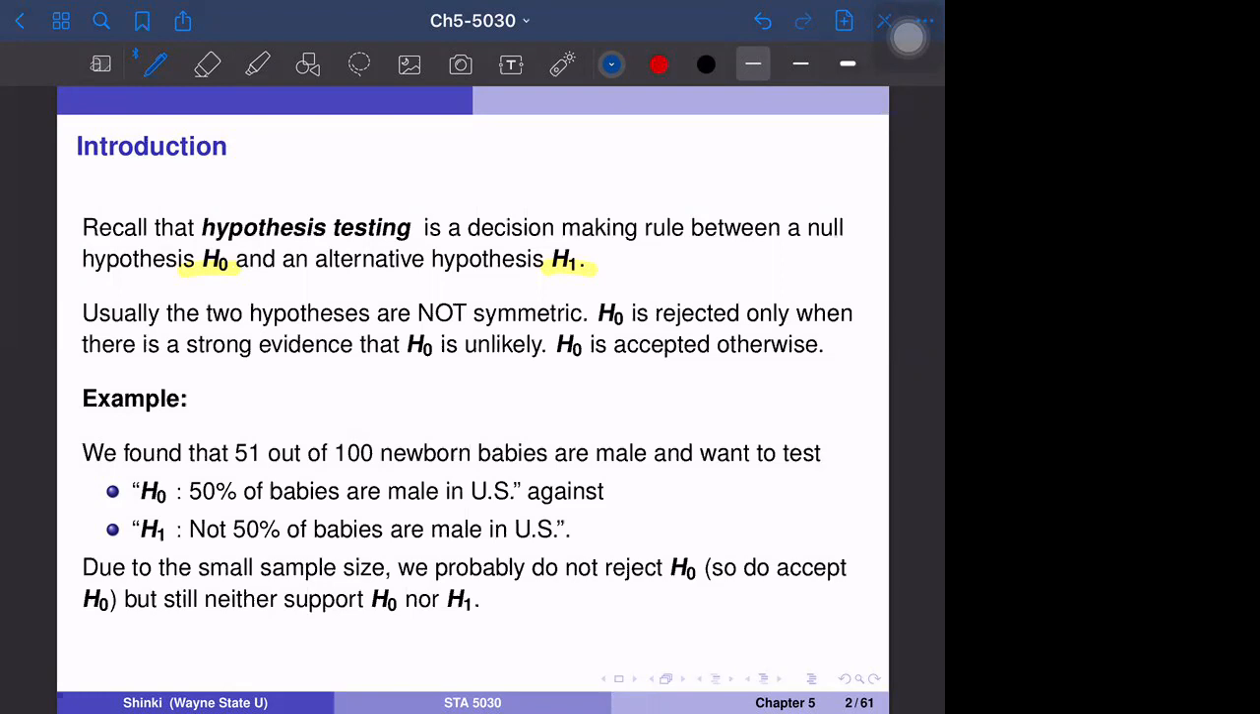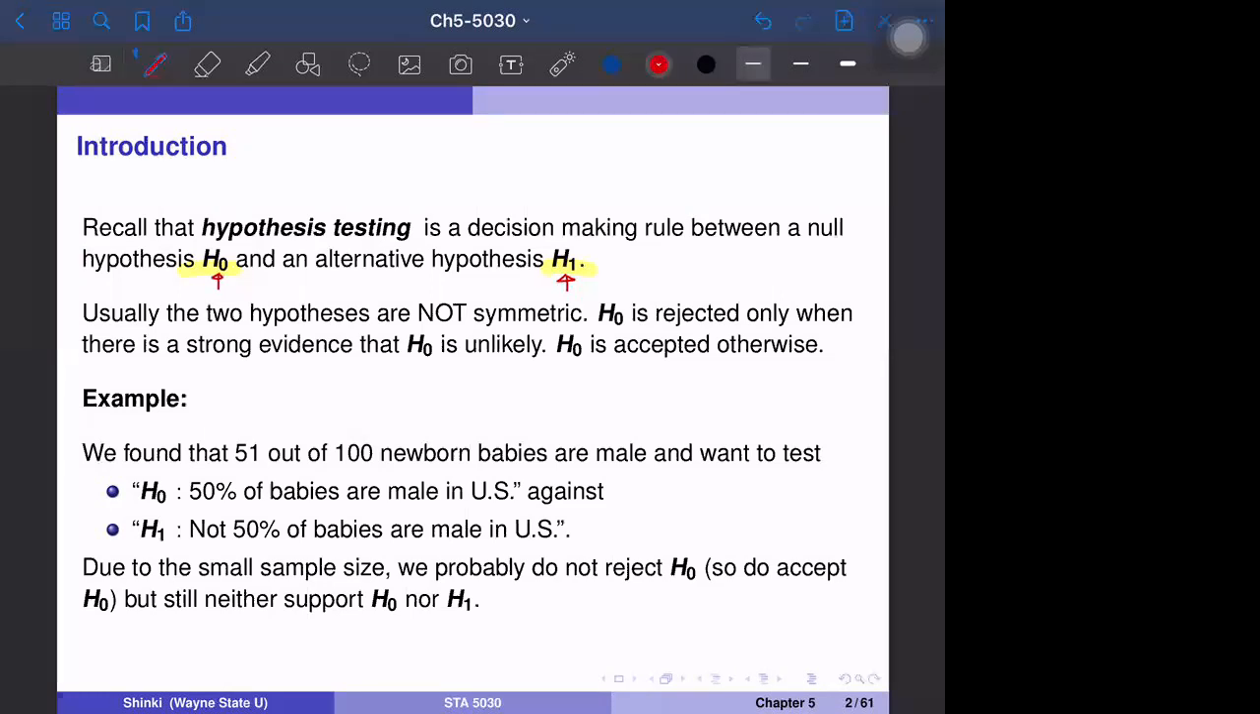And the one thing we have to mention is that usually the two hypotheses are not symmetric. So H0 is rejected only when there is strong evidence that H0 is unlikely. So H0 is accepted otherwise. So usually the situation is we want to claim H1. And to strongly claim H1, we should say that H0 is rejected. It's very unlikely. So that is our scheme. So that's why H0 is called null hypothesis.